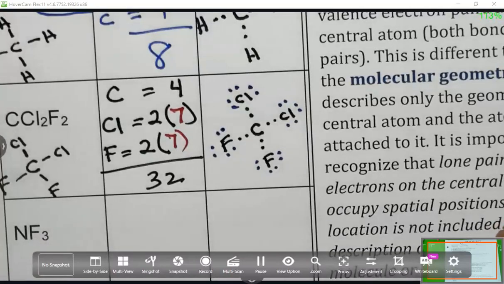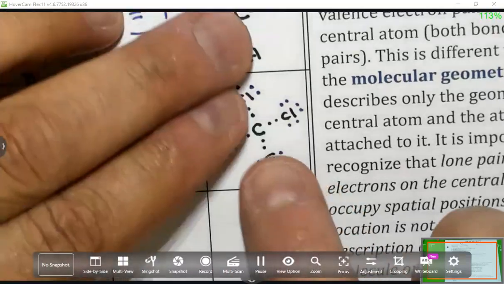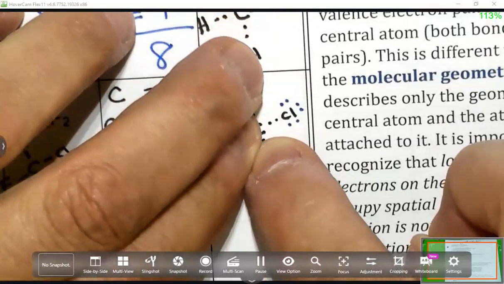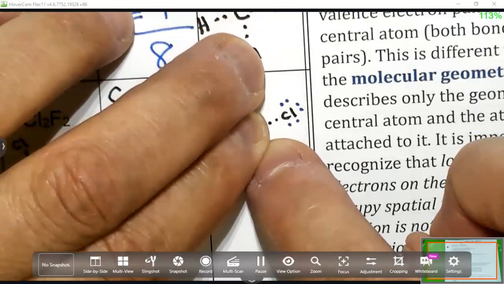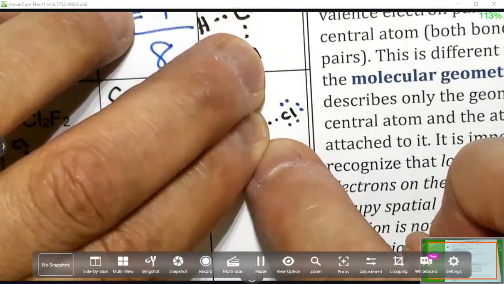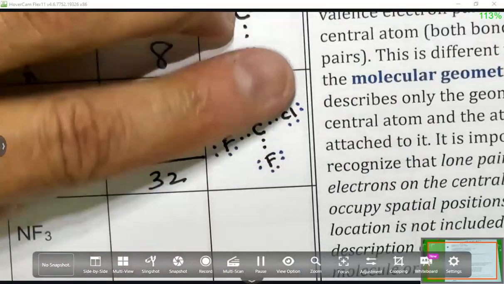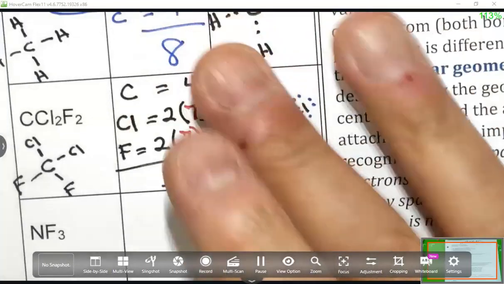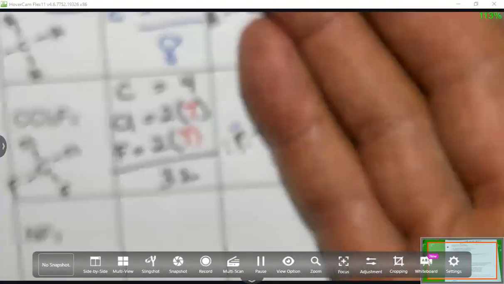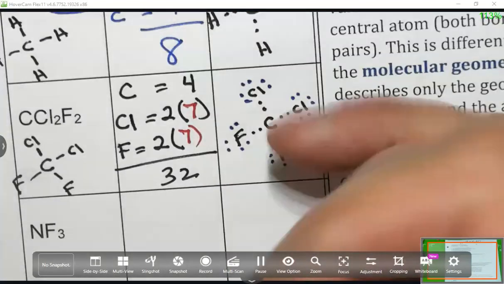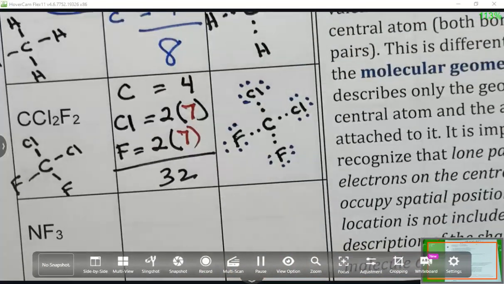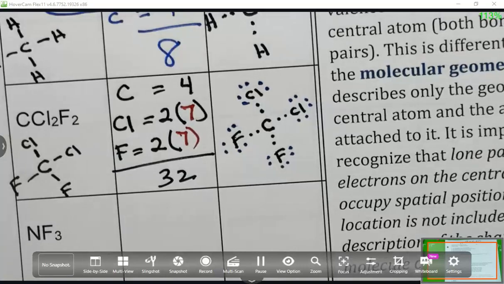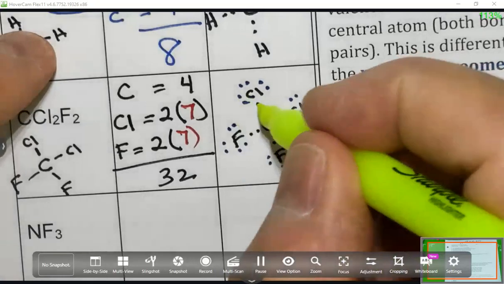So step 4 was to complete the octets on the terminal atoms. I only added 6 electrons, which is fine because it's sharing those 2 with carbon, right? So when I go like this, chlorine has 8 electrons, yes? This chlorine has 8. This fluorine has 8. That fluorine has 8, and that top chlorine has 8, yes? And then the central atom carbon, when you first do this, you might be confused, and I can go like this.